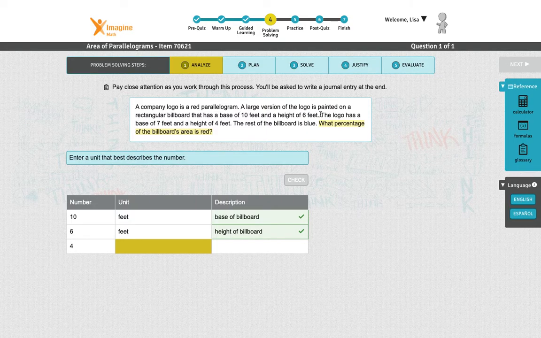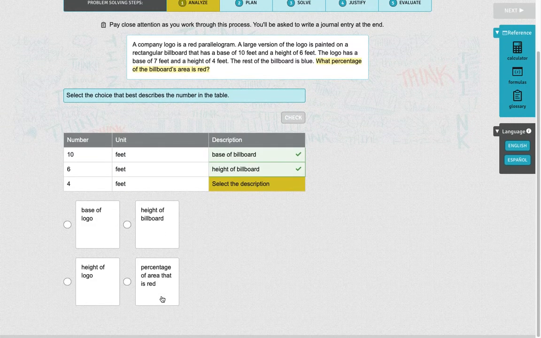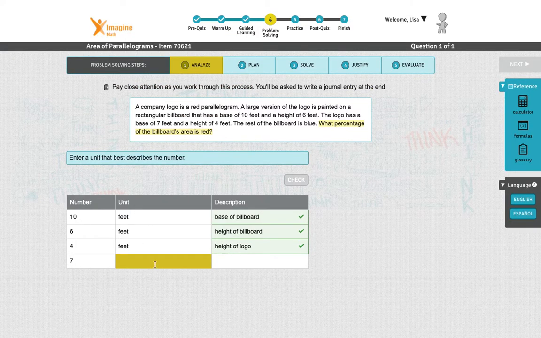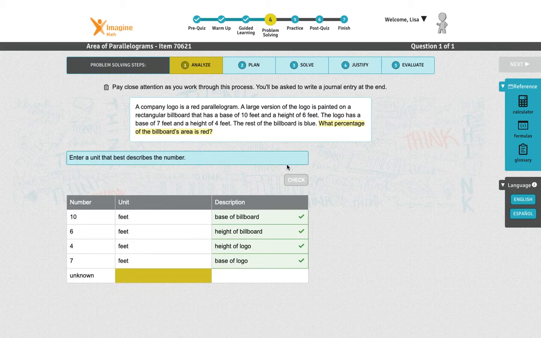Now it didn't go in order, notice that, they messed with you on purpose. What is the 4? It's still in feet, but it's the height of the logo, right, okay. And the 7 is the base of the logo. It's still in feet, but it's the base of the logo, okay?